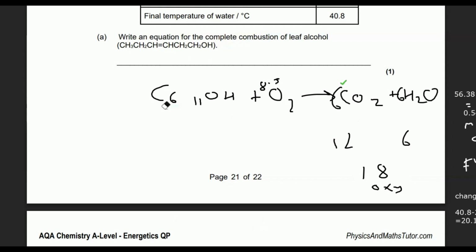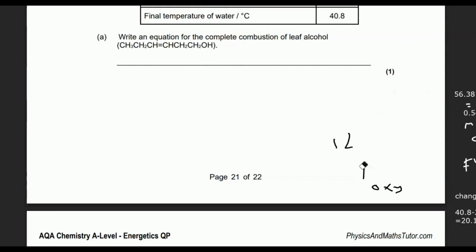All right, let's go down and do the final part of the question. I'm going to leave that bit on the right-hand side that I got from the table, so I don't have to keep flicking up and down.